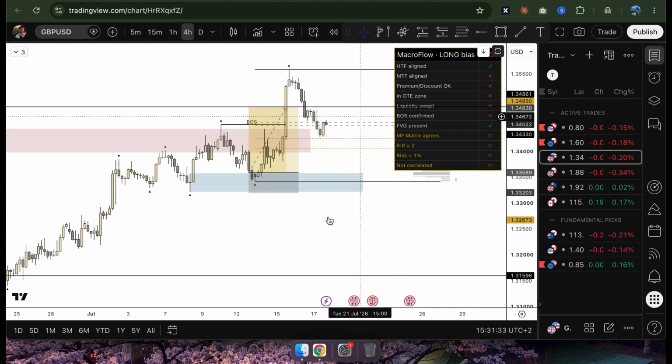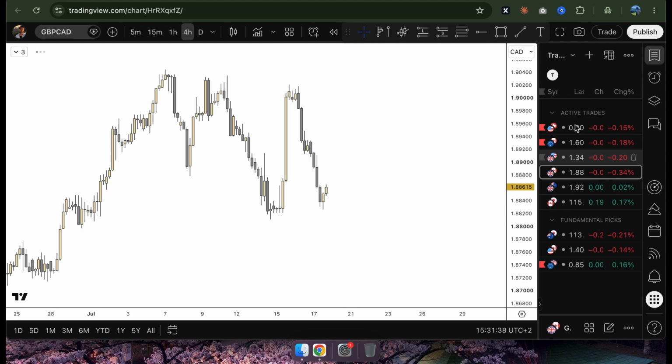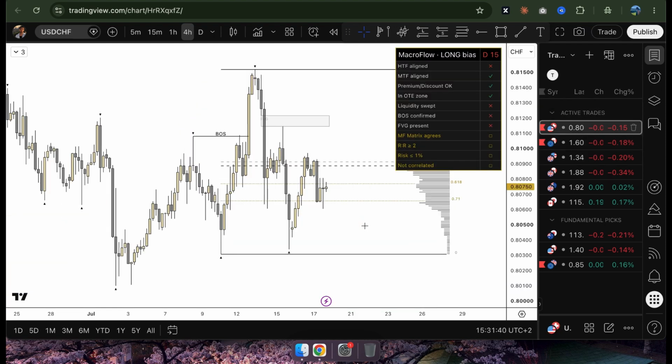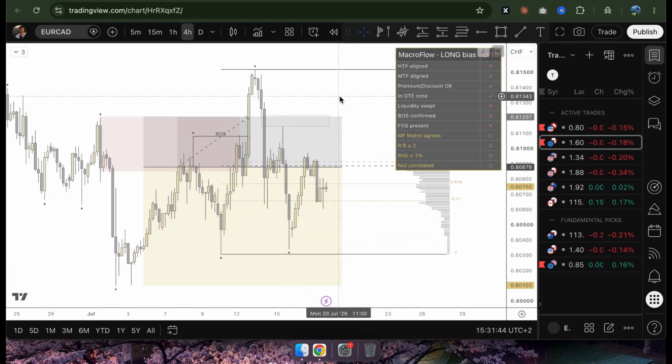Hello guys, let's have a look at how my swing trading week has gone. These are all the trades that I took. So we had a stop loss here on USD CHF.